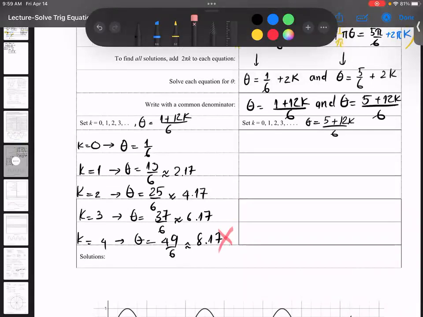One more, there's one more, right? For the second one, 5 plus 12k over 6, you do the same thing. When k equals 0, theta is 5 over 6. That's less than 1, so I know that's one of the solutions. When k equals 1, 12 plus 5 is 17, so 17 over 6. It's roughly 2.8.